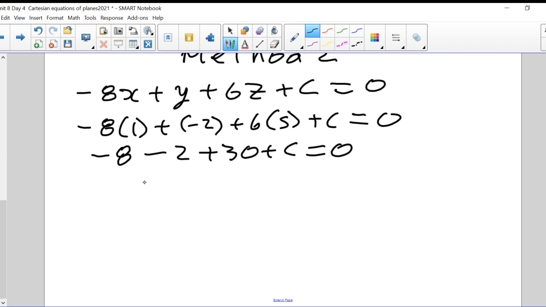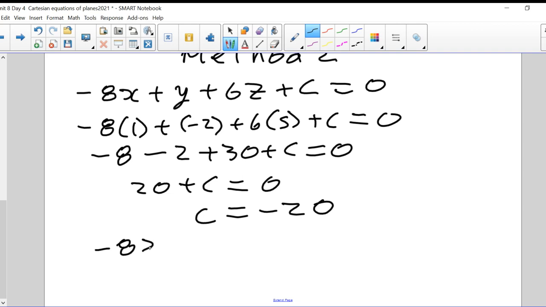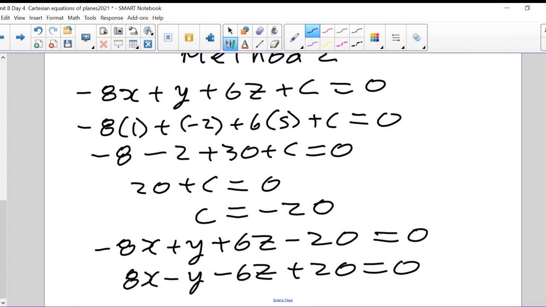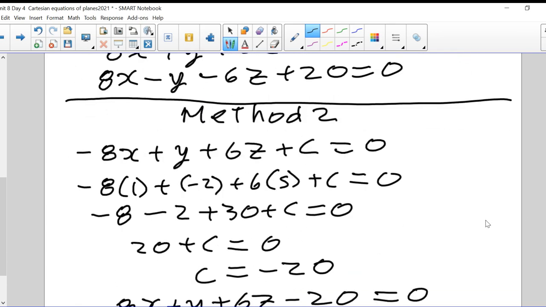So this is going to be 20 plus C equals 0. So C is equal to -20. So initially, we're going to have -8x plus y plus 6z minus 20 equals 0. And as we said before, really all we need to do now is just multiply everything through by -1. It's the same plane, just being multiplied through by -1. So now it's going to become 8x minus y minus 6z plus 20 equals 0. Done. Same equation we had before, same equation now.